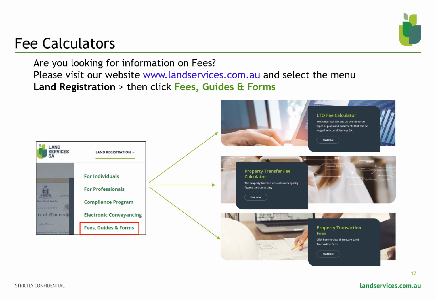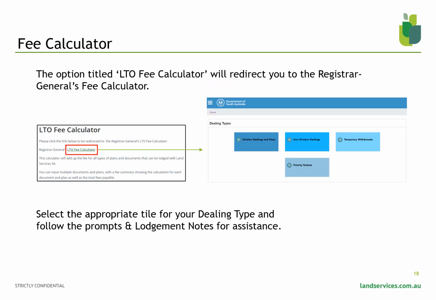Are you looking for more information on fees? Visit our landservices.com.au website and select Land Registration from the menu. Then click on Fees, Guides and Forms. You will see 3 tiles. Each tile provides a different fee tool. When you have identified the correct one for your search, click on Read More. The LTO Fee Calculator will direct you to the Registrar General's Fee Calculator tool. Select the appropriate tile for your dealing type and then follow the prompts and lodgement notes for assistance with your calculations.